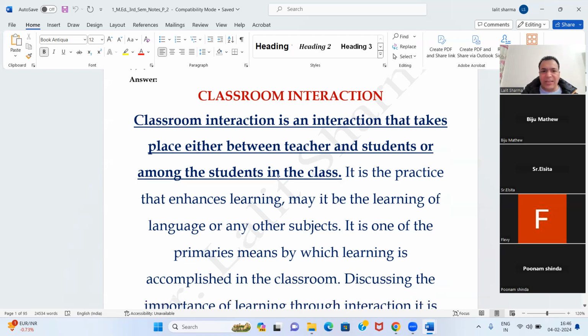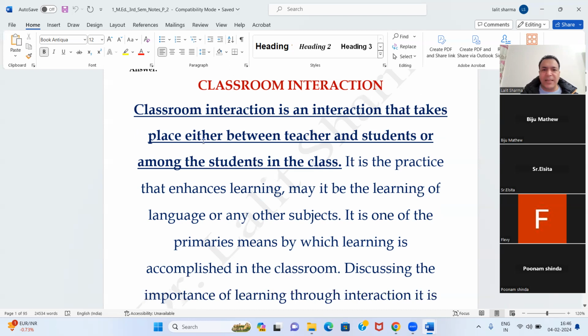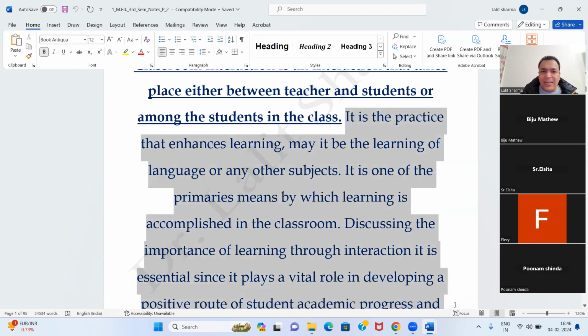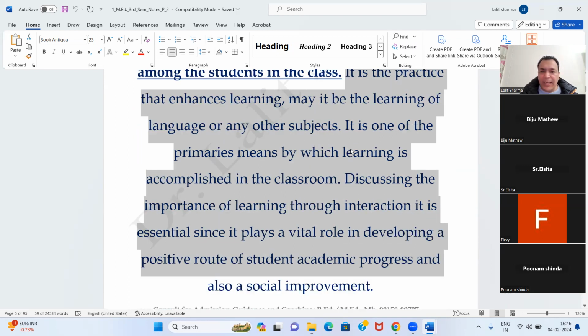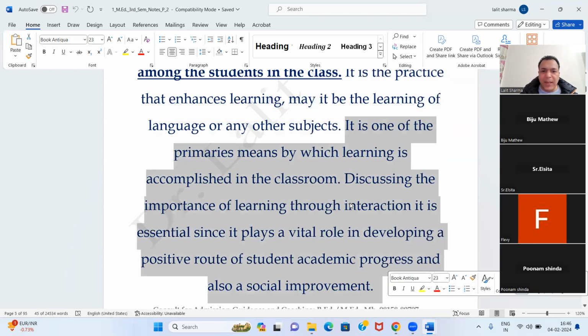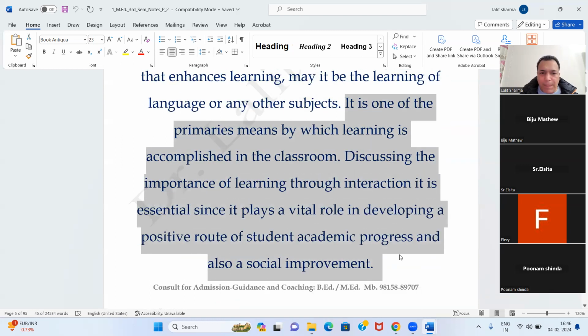So classroom interaction is the interaction that takes place either between teacher and student or among the students in the class. It is the practice that enhances learning. See, it is a practice that enhances learning, maybe in the learning of language or any other subject. It is one of the primary means by which learning is accomplished in the classroom.